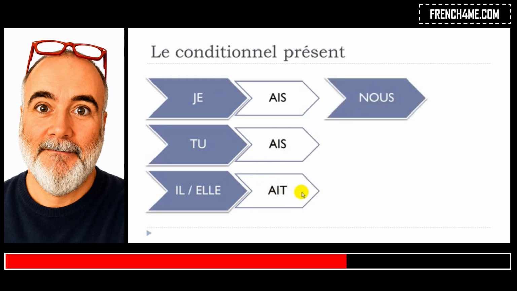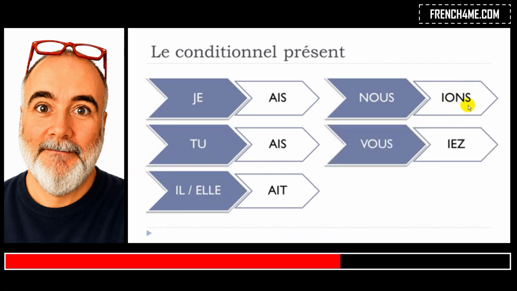So now let's see nous, and nous goes like I-O-N-S, okay? And it should be pronounced ion. Remember, final S is not pronounced. Ion, okay? Then for vous, it goes like I-E-Z, and it goes like ye, okay? Remember when you get this I before, it goes like ye, ye, ye, okay? Ye. So that's the reason why we had this ion here, and then ye.